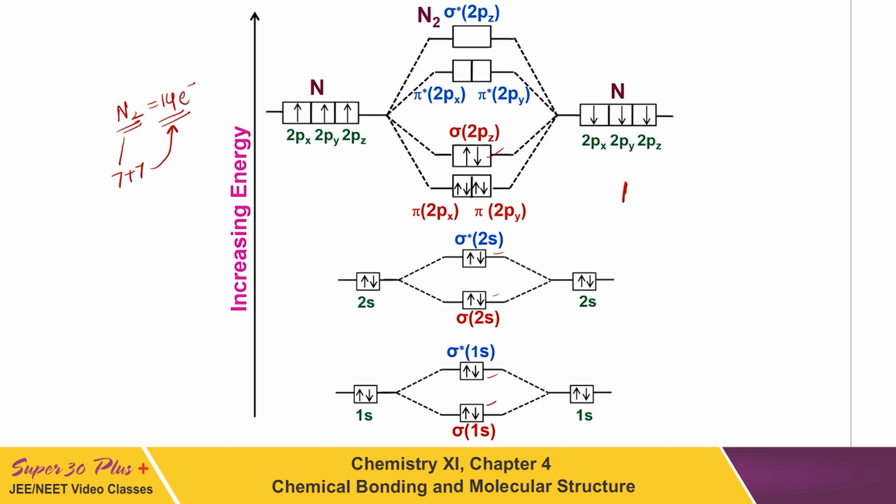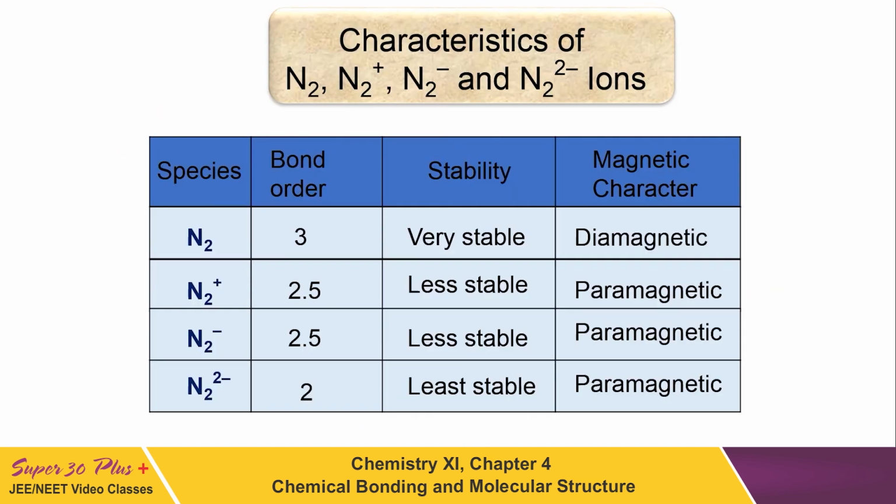So number of electrons in BMO will be 2 and 2, 4 and 6, 10, and number of electrons in ABMO will be 4. So in this case, bond order will be 10 minus 4 divided by 2, that is 6 by 2, is 3. We all know that bond order of nitrogen is 3 and it is not having any unpaired electron. Since all electrons of nitrogen are paired, it is diamagnetic in nature.